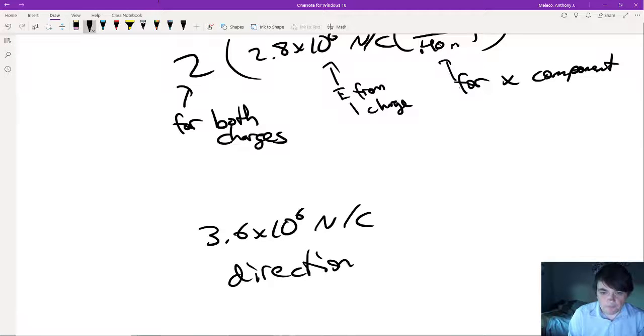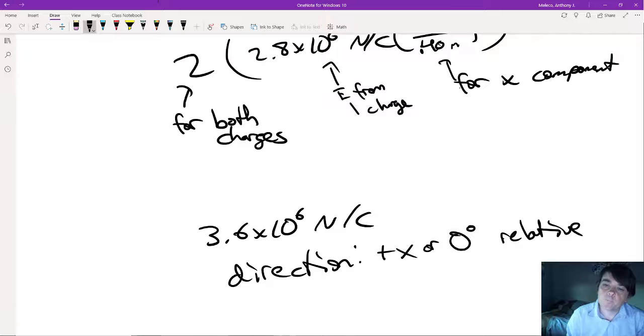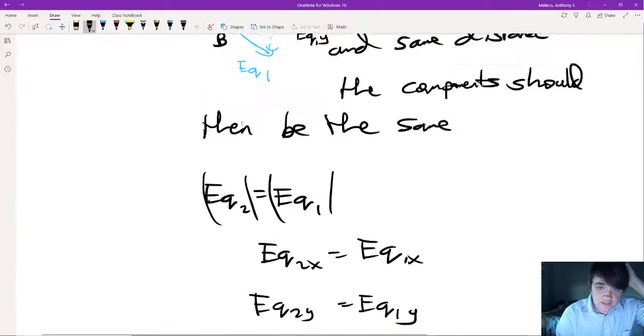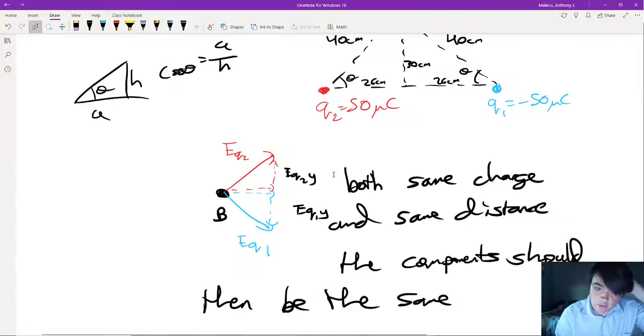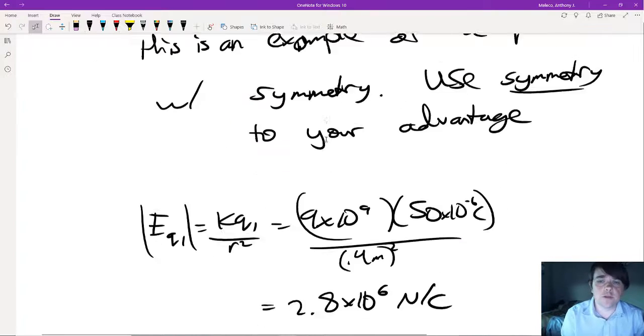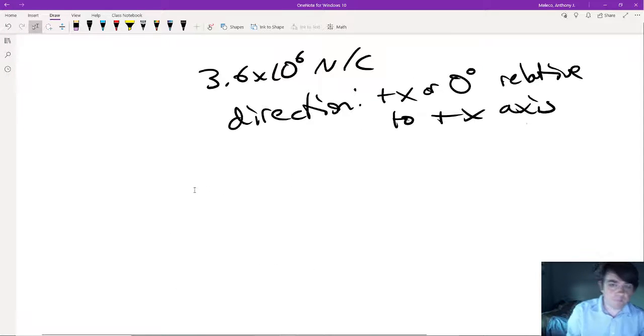Direction is just plus x, or 0 degrees relative to the plus x axis. Okay, and that's the case because, again, this is perfectly symmetric, and it looks like this. It would just push to the right. Okay, if they were different distances or different charges, it wouldn't be that way. All right.